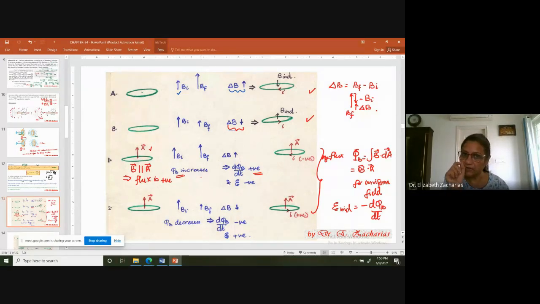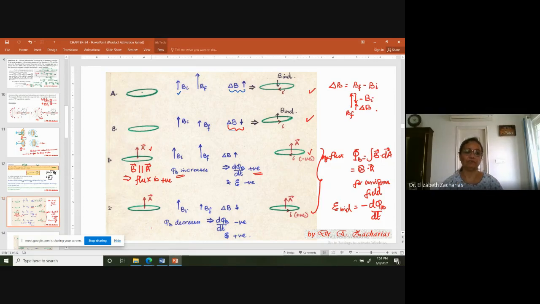d phi by dt is positive, therefore EMF is negative. If EMF is negative, induced current is negative. If induced current was positive, it would have been like this. But since induced current is negative, it is going to be like this. See this picture. Because it is negative, it is the opposite of what should have been positive. Are you following this? Maybe I'll go for another example, then you will understand better.